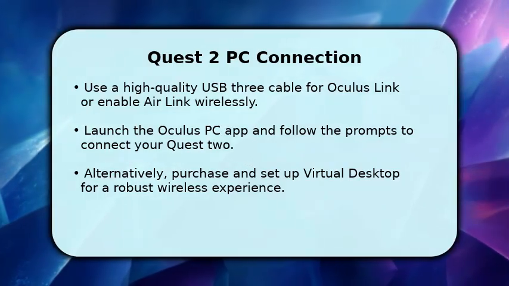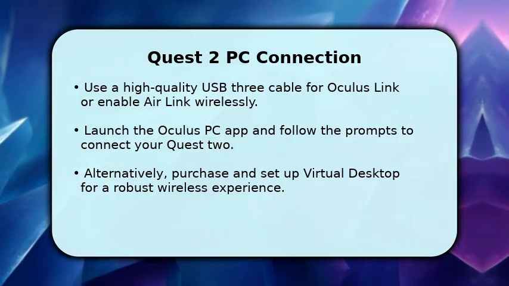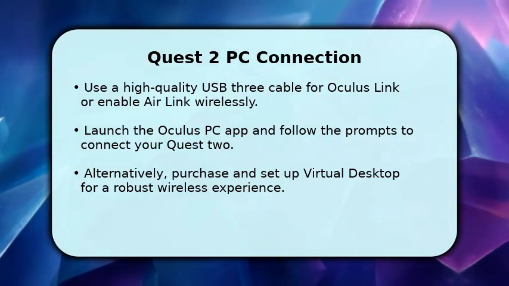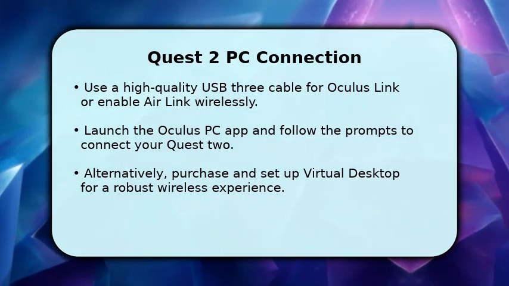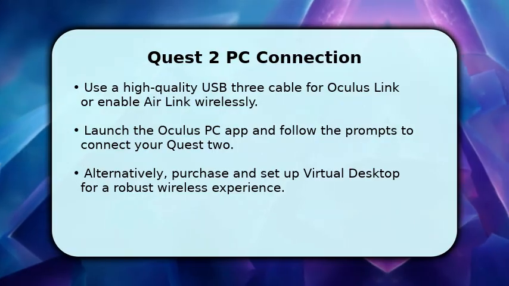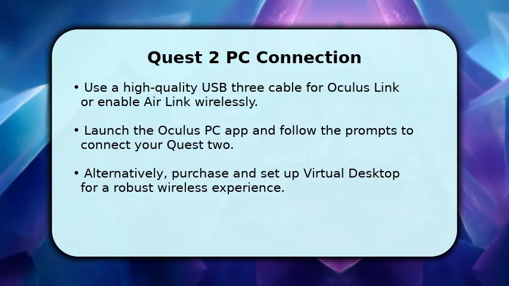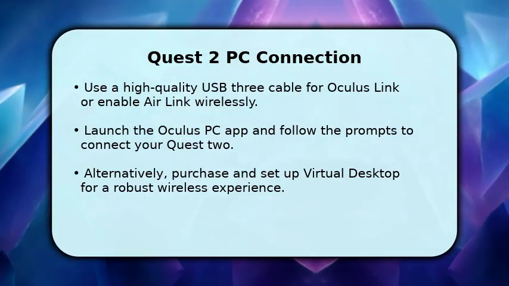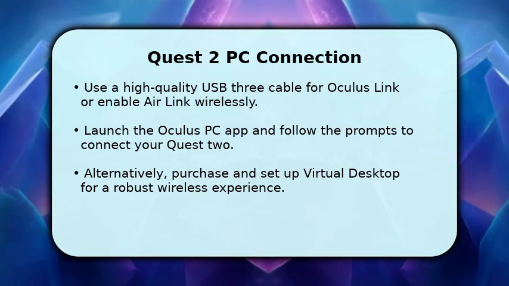You have two primary options, Oculus Link or AirLink. For Oculus Link, use a high-quality USB 3 cable to physically connect your Quest 2 to your PC. If you prefer a wireless setup, enable AirLink within your headset's experimental features and the Oculus PC app. Another excellent wireless option is Virtual Desktop, which offers enhanced performance and features for about $20.